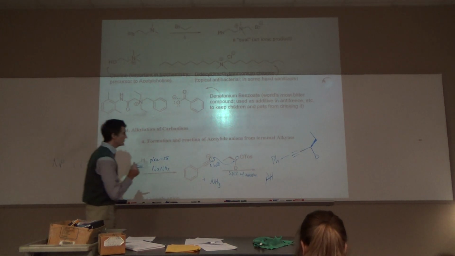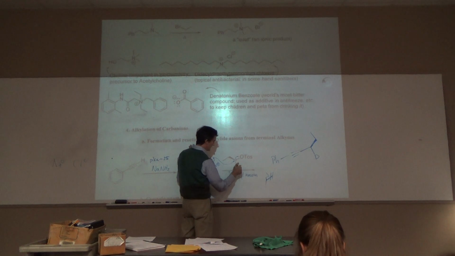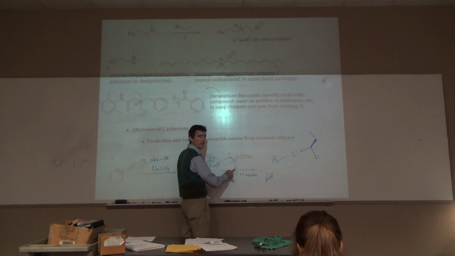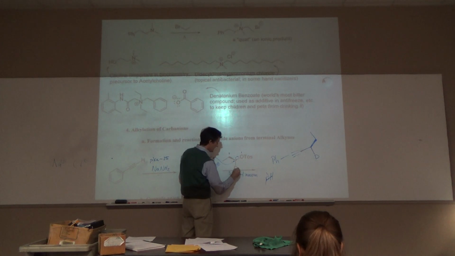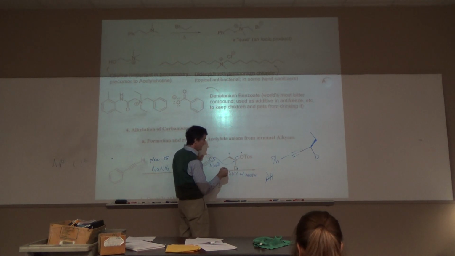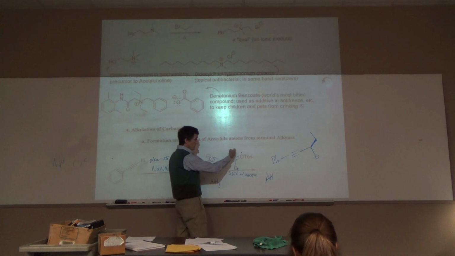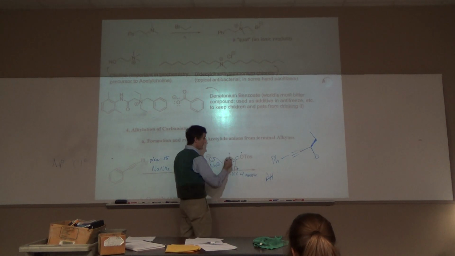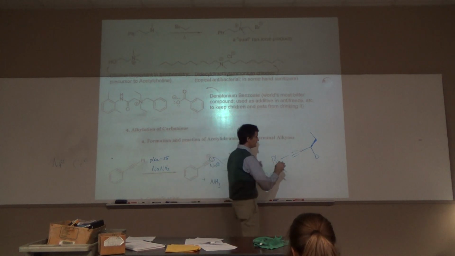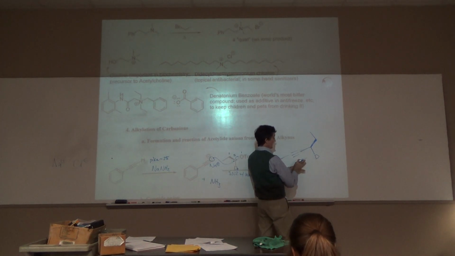Let's see if it's inverted. Is this R or S here? Oxygen's 1, carbon's 2. D or H, which is higher priority? Because the other thing here is an H. D, correct, because it has a higher atomic number. So this is 3. Where's the H? The H is here, but it's going back. 2 in the plane, 1 forward. What's going back? The H. So here we go. What is this, R or S? It's S. What do we got here? What's high priority now?